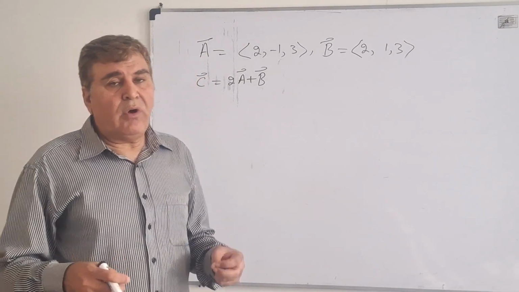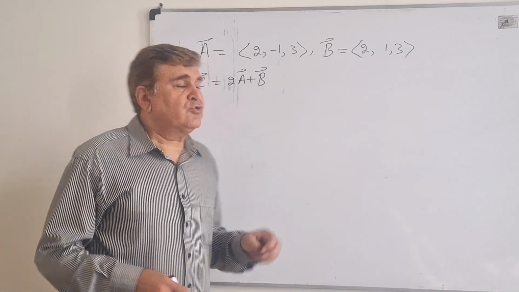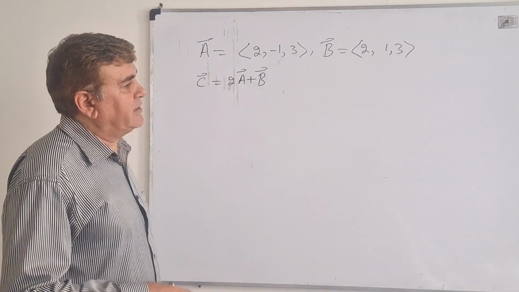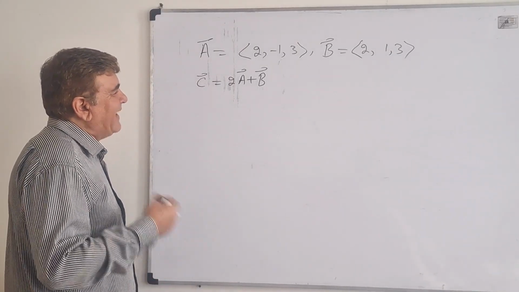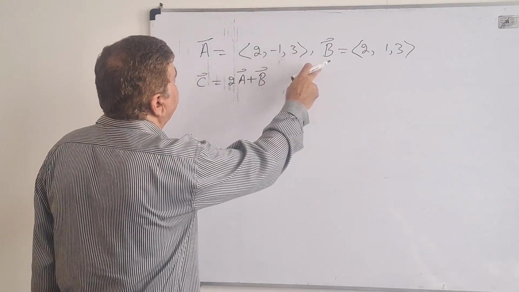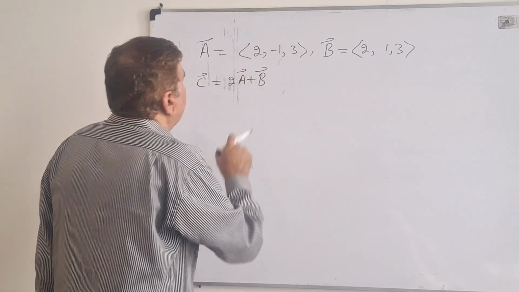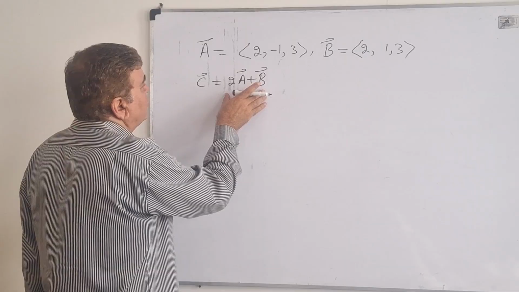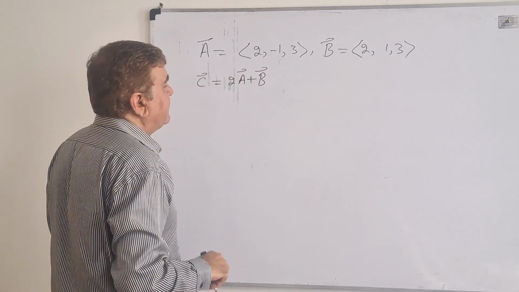In this video, I want to use the skills we learned in our previous videos to solve this exercise as a practice of those rules and skills. We have been given two space vectors A and B in terms of two sets of triples, and we are asked to find a third vector C through this one relation.